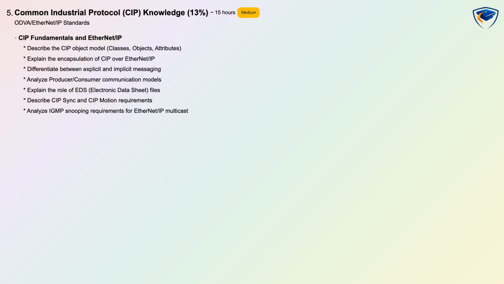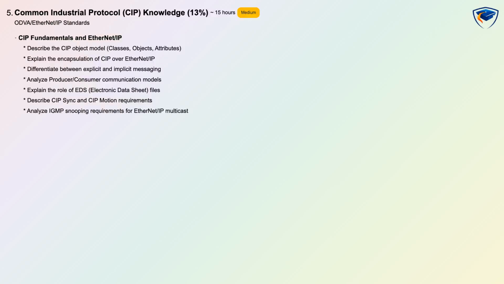Common Industrial Protocol Knowledge is 13% and focuses on ODVA and Ethernet IP standards at a medium difficulty with about 15 hours of study and conceptual scenario assessment. You will learn the CIP object model with classes, objects and attributes and how CIP is encapsulated over Ethernet IP. The syllabus includes explicit versus implicit messaging, producer-consumer communication models, EDS files, CIP sync and motion requirements, and IGMP snooping considerations for multicast traffic.